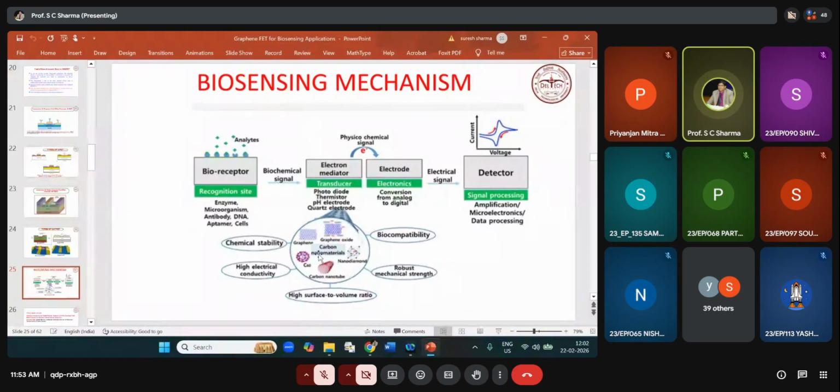So how can we use nanomaterials for biosensing applications? Why do we use graphene and carbon nanotube based field effect transistors for fabrication of this biosensor for the detection of various biomolecules? Because of chemical stability, high electrical conductivity, high surface to volume ratio, mechanical strength, and biocompatibility. These are the properties of nanomaterials.